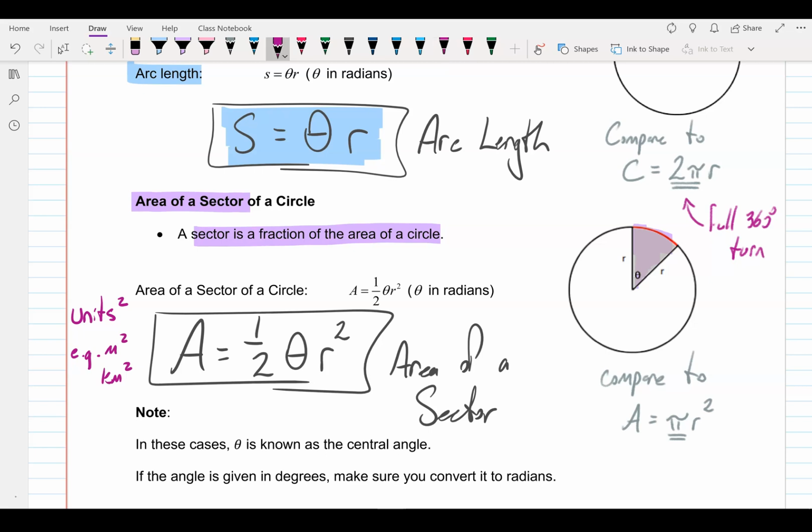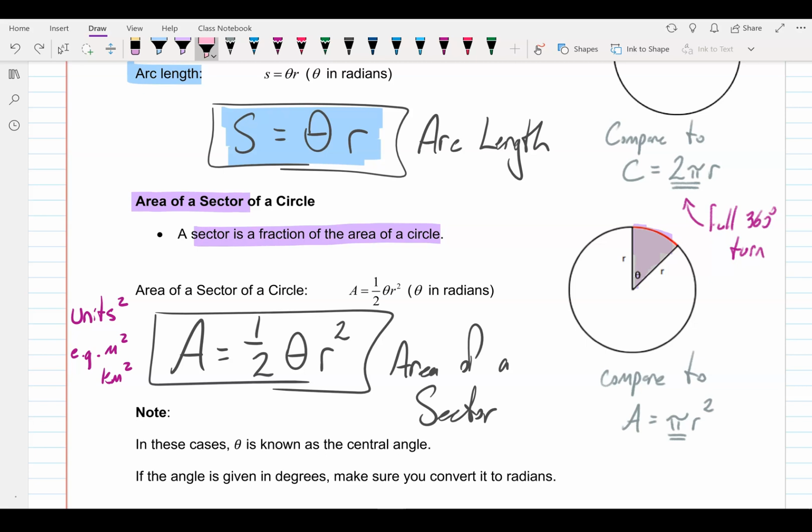And once again, if we compare it to pi r squared, pi is 180 degrees. So it's a full half turn we would normally use. In this case, we're doing just half of an angle. Don't think about that too much. Just know this 1/2 theta r squared has something to do with this original pi r squared. But again, we don't need to get into the weeds with this one. You just need to know how to use the formula.